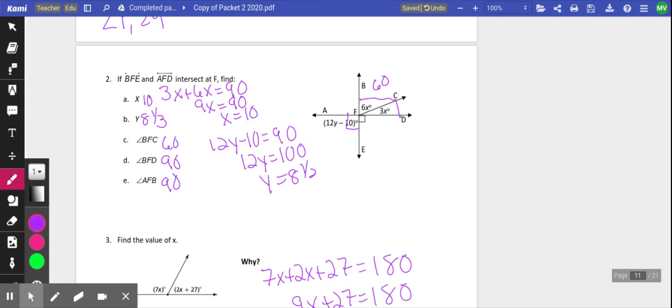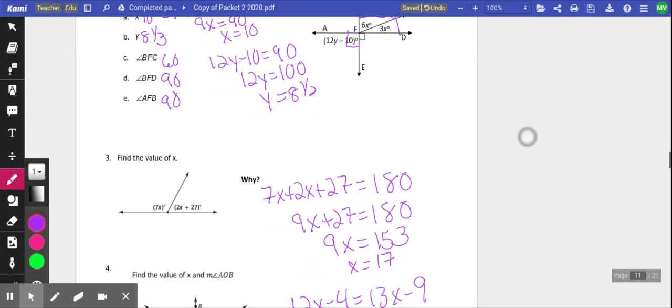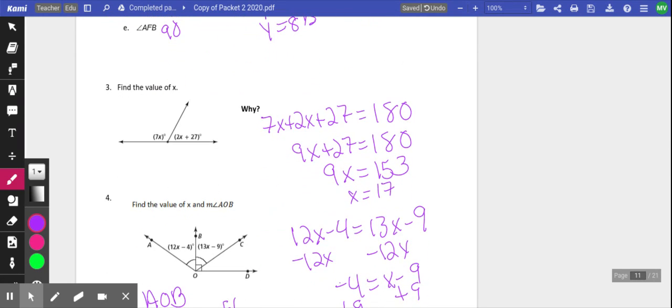For BFC, I put 10 in for x and got that it's 60. BFD, I just said is 90 because it's a right angle. And AFB is 90 because that's also a right angle. Number 3, these two angles are a linear pair, which means they had to be 180. So our reason why is linear pair. And so I did 7x plus 2x plus 27 equals 180, and I found out x equals 17.